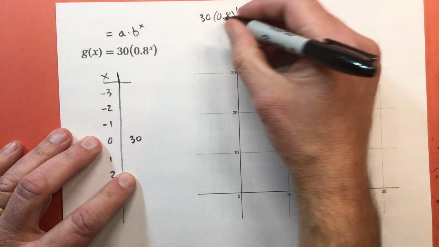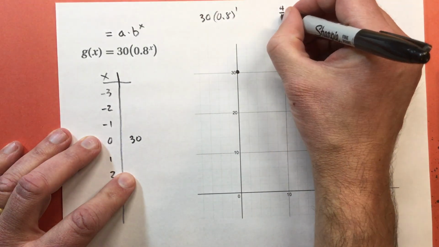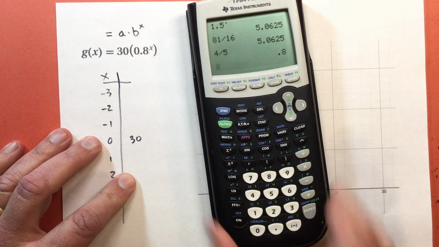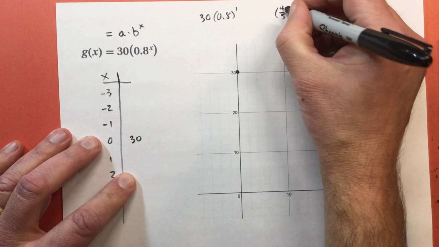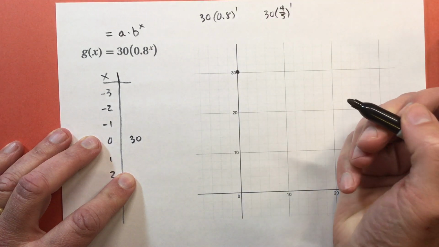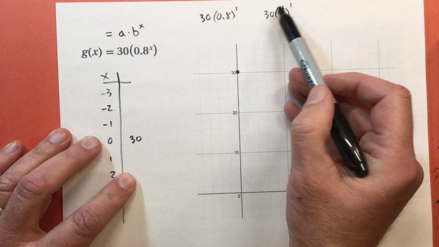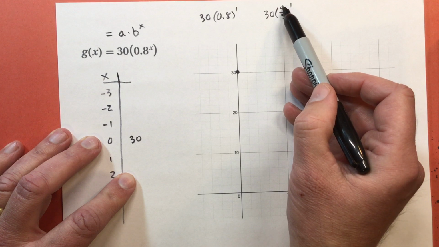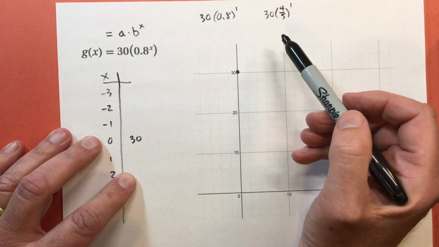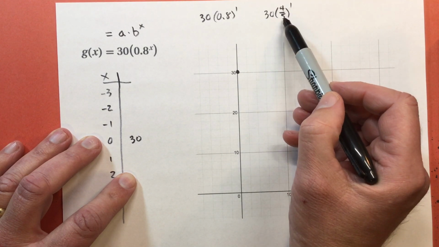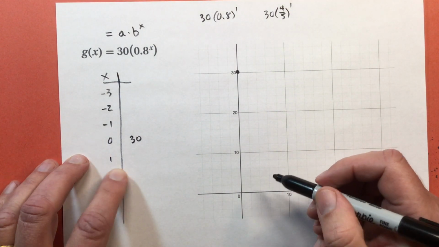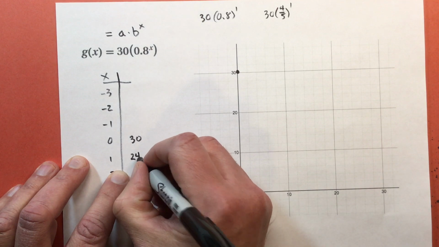0.8 is the same as 4 over 5. See? So if I raise that to the first power, I get 4 over 5. And if I multiply it by 30, I can think of it this way. I can do 30 times 4 and get 120, and then 120 divided by 5. Or, since multiplying and dividing happen at the same time, I can do 30 divided by 5, which is 6, and 6 times 4 equals 24. So this is going to give me 24.